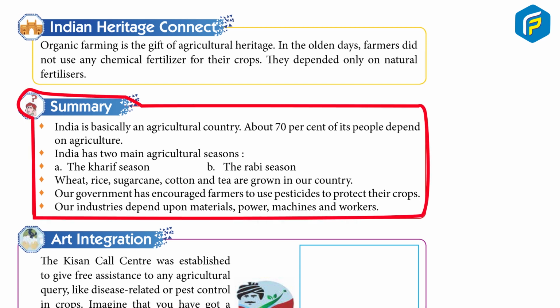Summary: India is basically an agricultural country. About 70% of its people depend on agriculture. India has two main agricultural seasons: A. the Kharif season, B. the Rabi season. Wheat, rice, sugarcane, cotton and tea are grown in our country. Our government has encouraged farmers to use pesticides to protect their crops. Our industries depend upon materials, power, machines and workers.